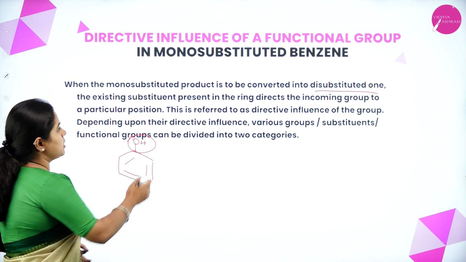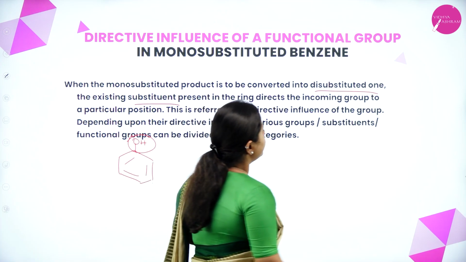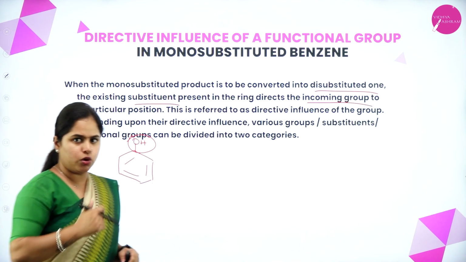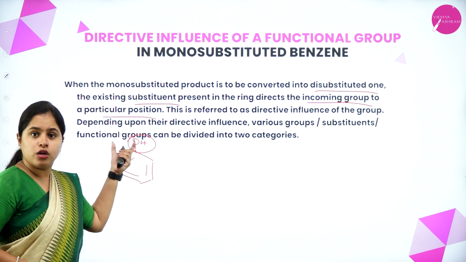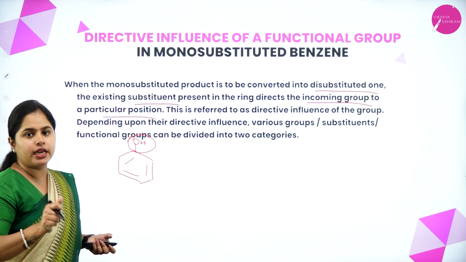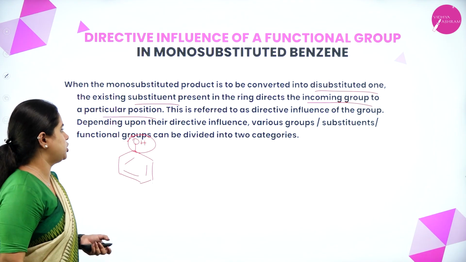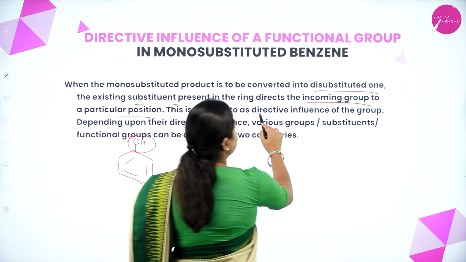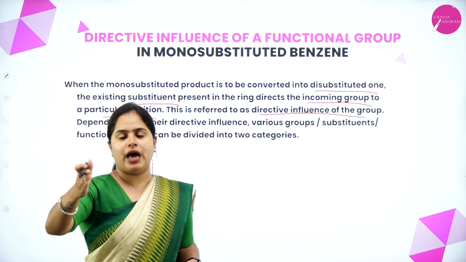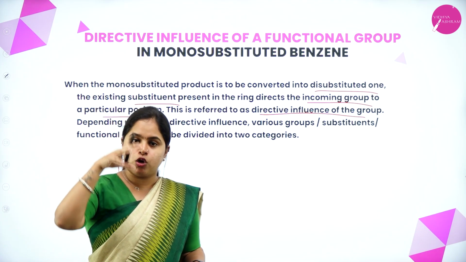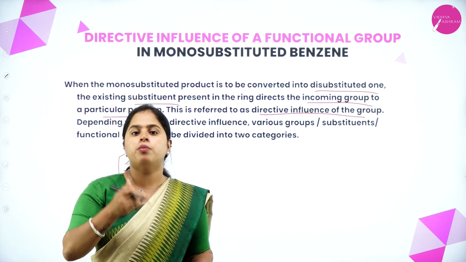The existing substituent, whichever is already present on the benzene ring, directs the incoming group to a particular position. So it gets to decide. The group which is present here will decide to which position the incoming group will go, whether it is ortho, para or meta position. This is referred to as the directive influence of the group, because it directs the incoming group to the ortho, para or meta position. So whichever group is already substituted on the benzene gets to decide where the next incoming group will go.